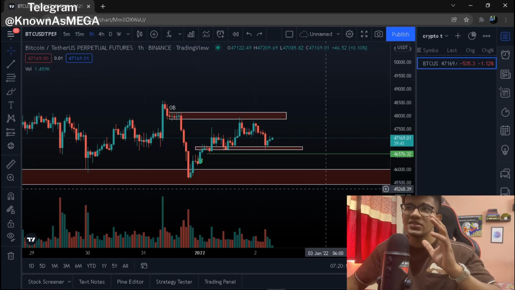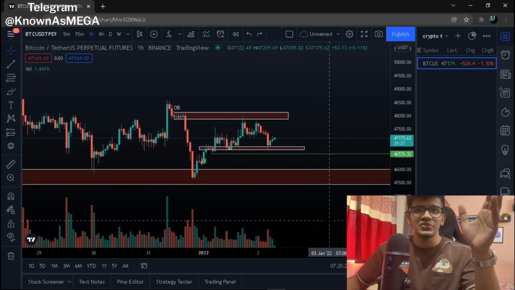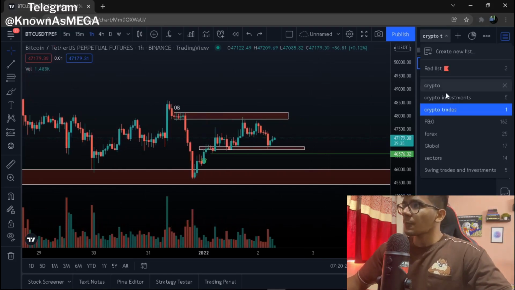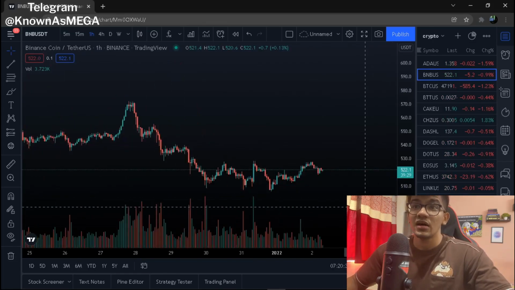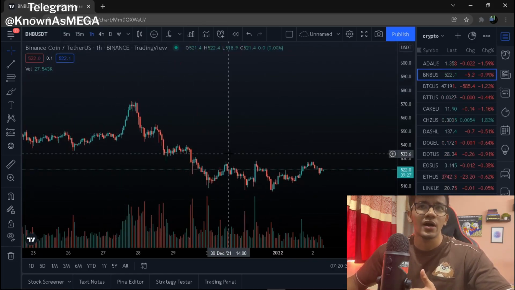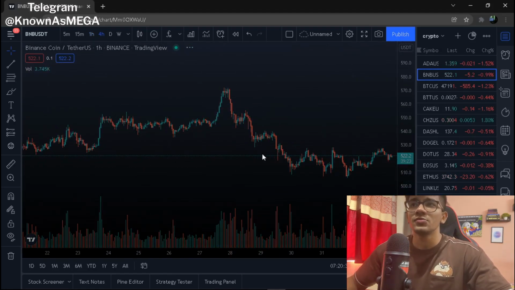Now let's talk about a simple scalping strategy that you can use in the crypto market that's going to absolutely blow your mind. So now let's switch to some altcoins. If you don't know what altcoins are, altcoins is basically the full form of alternate coins. Coins that are other than Bitcoin are basically altcoins. So what you are supposed to do in this particular strategy.